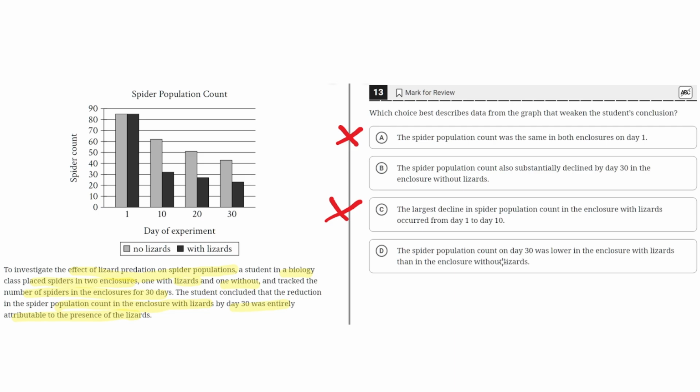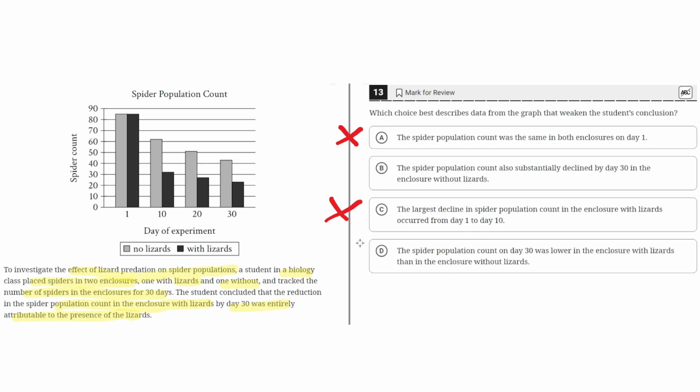D. The spider population count on day 30 was lower in the enclosure with lizards than in the enclosure without lizards. So this is incorrect because although it is true that based on the data on day 30, the spider count was lower in the enclosure with lizards, so this black bar is lower than this gray bar, which is true, this doesn't prove that the reduction in the spider population was entirely due to the presence of lizards. This would be true if it highlighted how the spider count decreased in the enclosure without lizards.